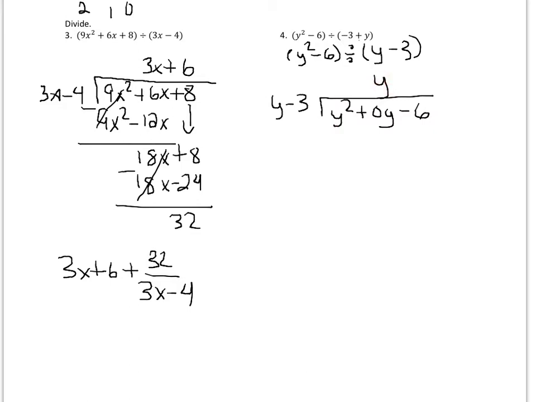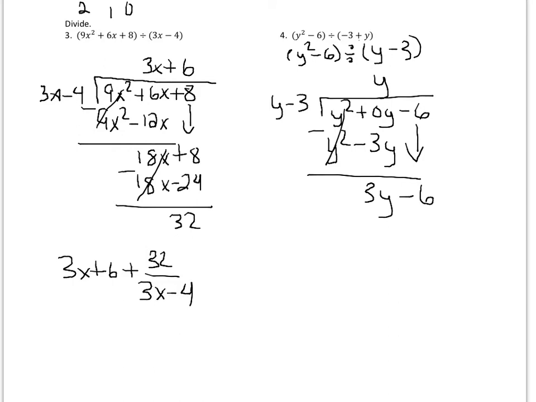What's y times y? Y squared. Y times negative 3, negative 3y. Subtract. Y squared minus y squared, 0. 0 minus negative 3, 3. Bring down the negative 6.